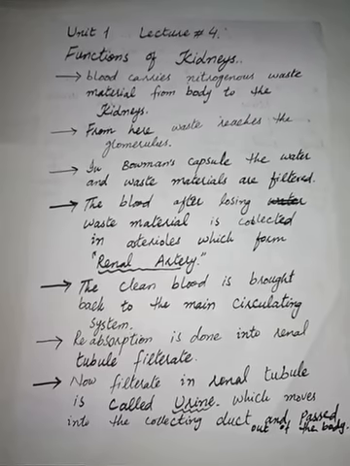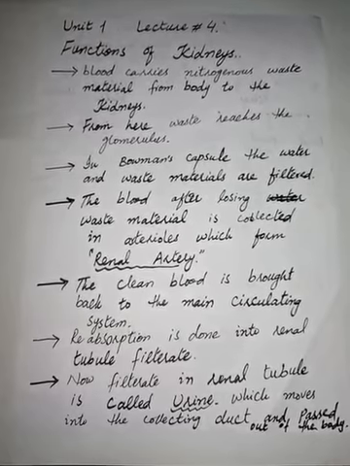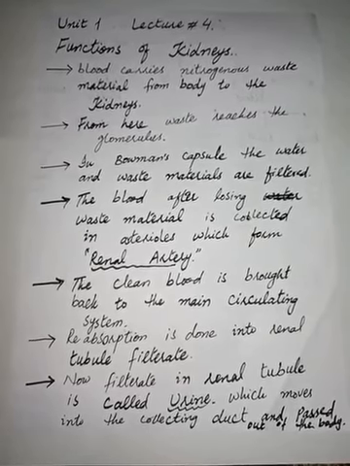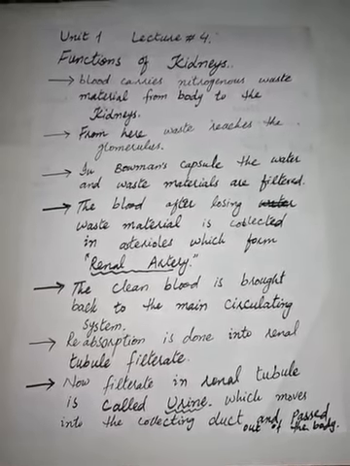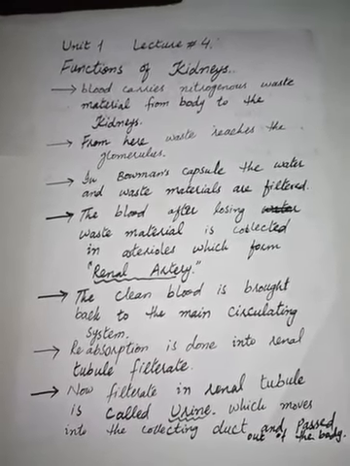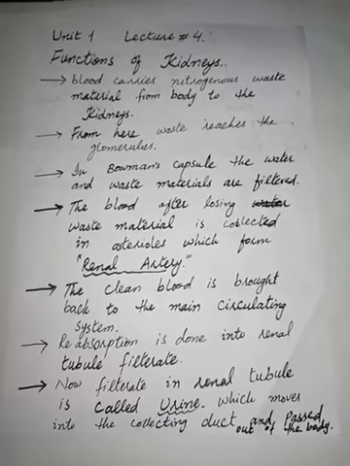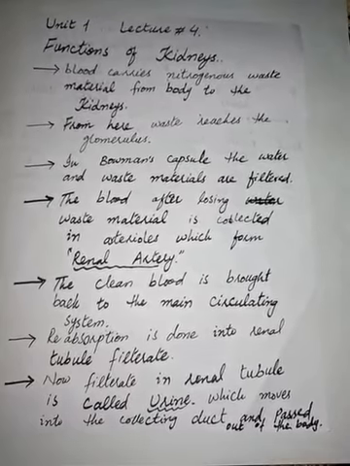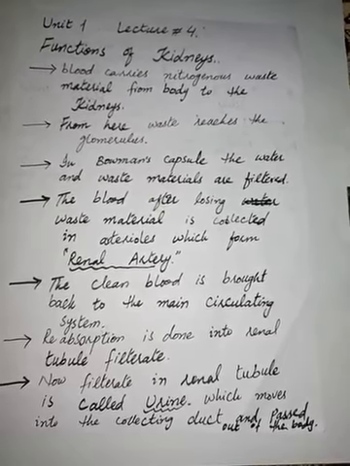This filtrate, which moves into the renal tubule of the nephron, also contains some useful substances. During its passage towards the collecting duct, 99% of the filtrate is reabsorbed into the blood in capillaries around the renal tubule. During this reabsorption, more waste material is absorbed from blood capillaries into the renal tubule filtrate. Now the filtrate in the renal tubule is called urine, which moves into the collecting ducts and then into the renal pelvis.